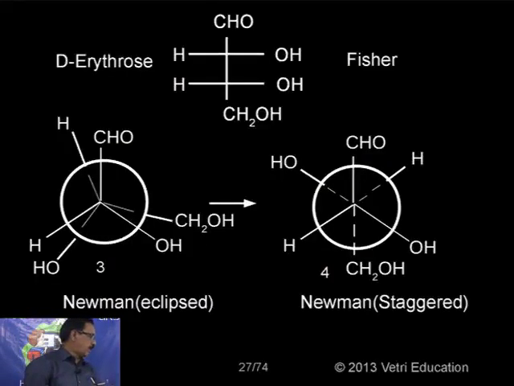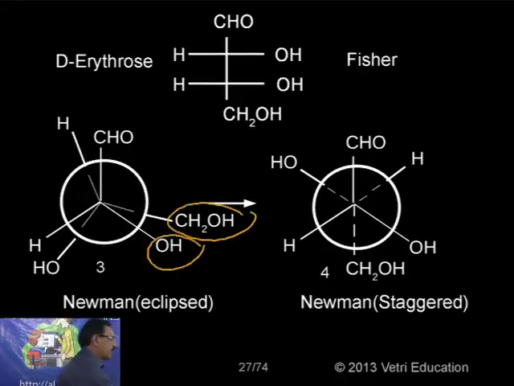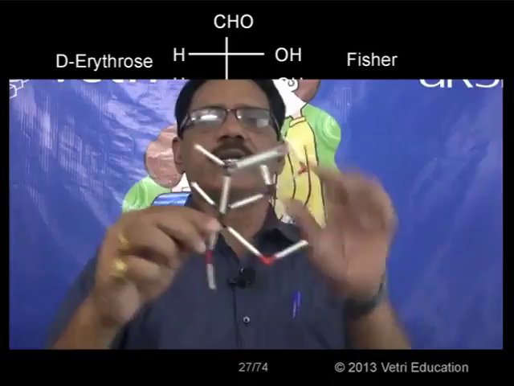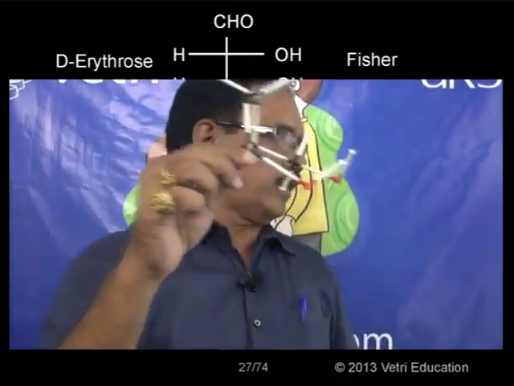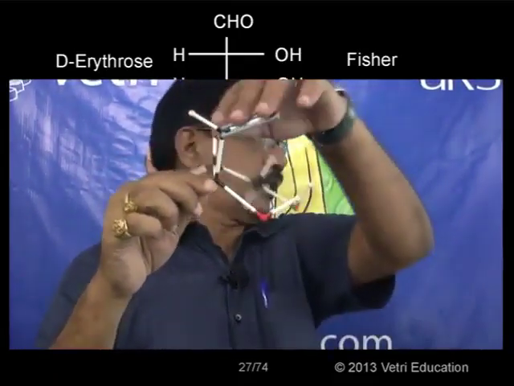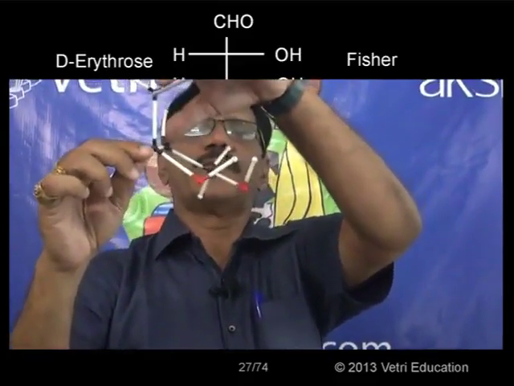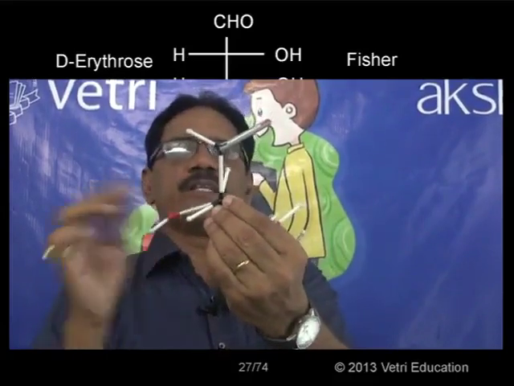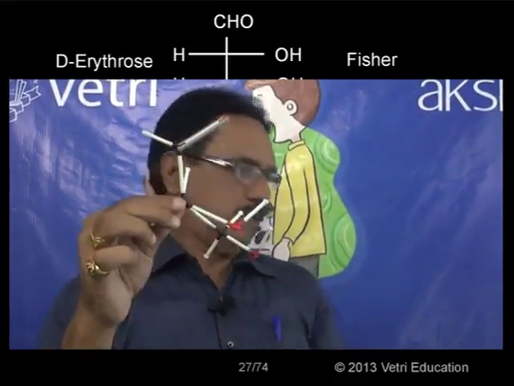You see the board as well as my model, so that you can understand. Again, the third structure in Newman is eclipsed. Again eclipsed: CH2OH, OH facing each other, CHO, H facing each other, OH and H facing each other. This is structure 3. Now you have to think of CHO facing H, CH2OH facing OH, and OH facing H. This is eclipsed, structure 3.